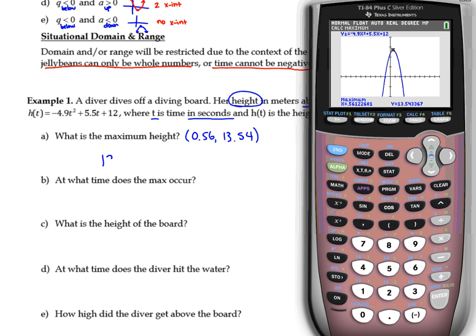Yeah, 13.54. It's the y value. So when we're talking about a maximum or a minimum, we want the y value. Now, if this is a context, I need units. 13.54 meters. Okay, what time does the maximum occur?